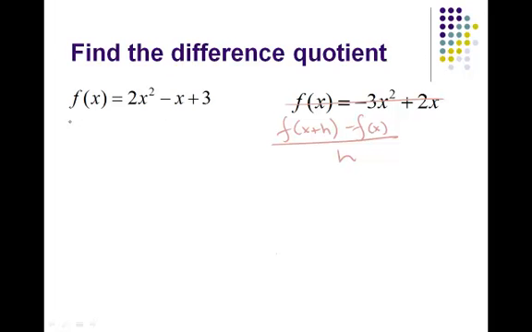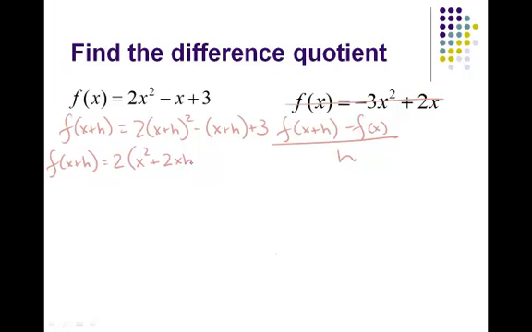So what is f of x plus h? Well, again, I've got to plug in my x plus h in place of x, every place I see it, and then I'm going to simplify. So that's 2 times. Remember, to get x plus h squared, I need to FOIL it. X squared plus 2xh plus h squared. Distribute the negative, and plus 3.